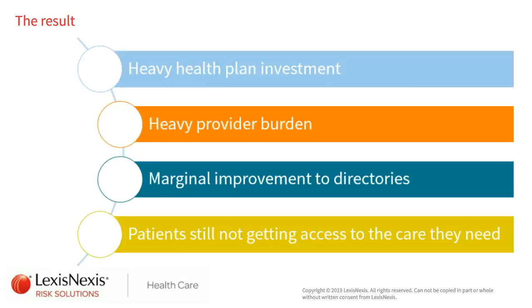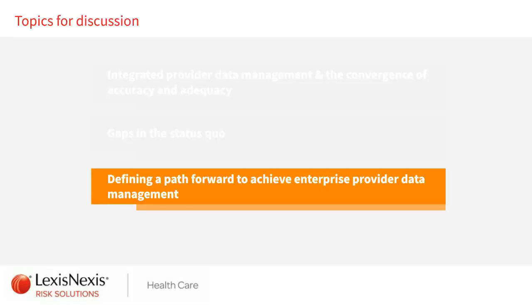So basically, here's the net result. There's a heavy health plan investment, which seems to only be getting heavier. There is a heavy provider burden, which is only getting heavier. And meanwhile, there's very little evidence that directories have improved, at least according to CMS's Medicare Advantage directory review results, which all in all, means that patients and members still aren't quite getting the service levels that they need. So we're going to talk now about the path forward.